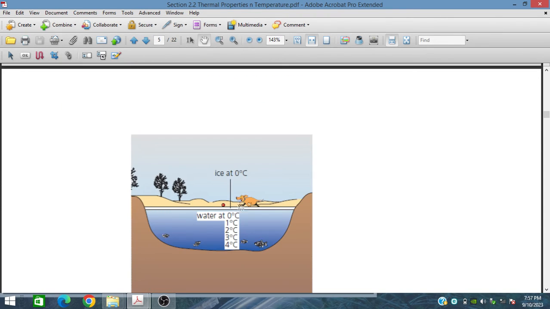Here at the surface it becomes 0 degrees C, and at the bottom we have 4 degrees C. The fish survive at these places because of the denser water at 4 degrees C at the bottom, with the lighter water and a layer of ice at the top. That relatively dense water at 4 degrees C helps marine life, especially fish, to survive.